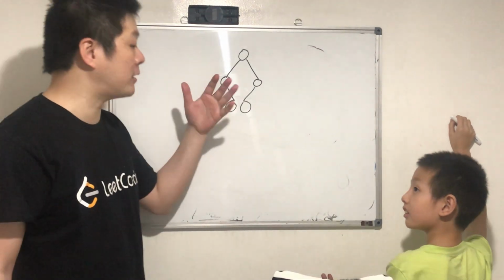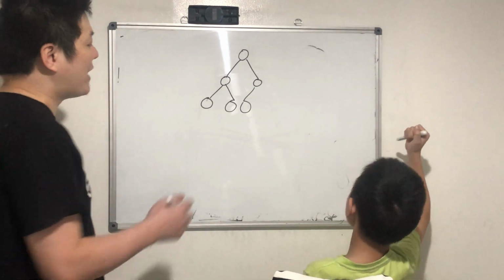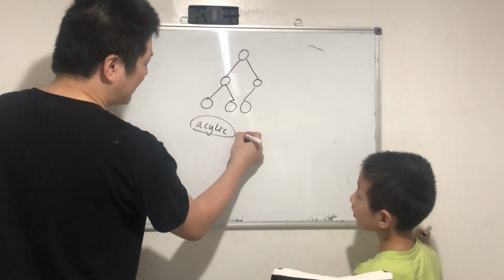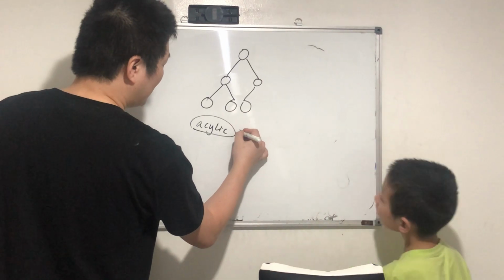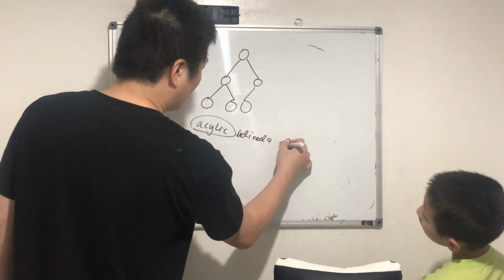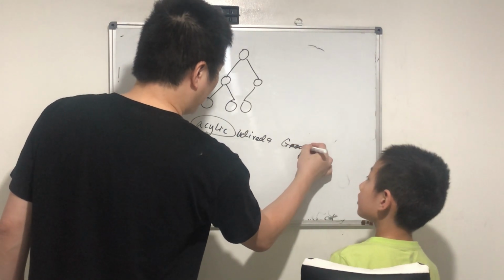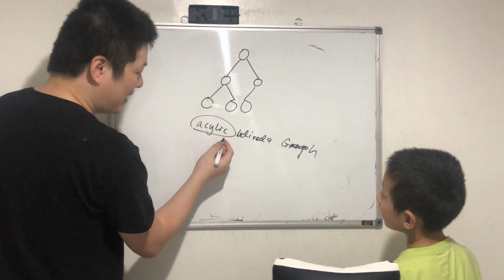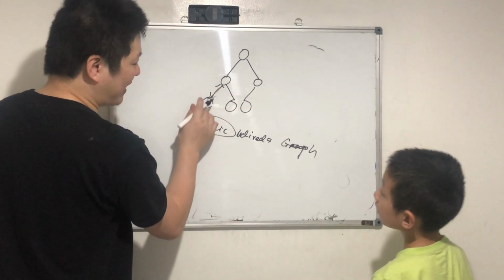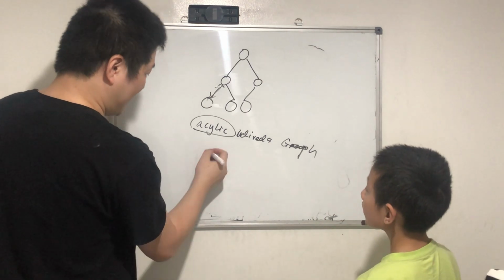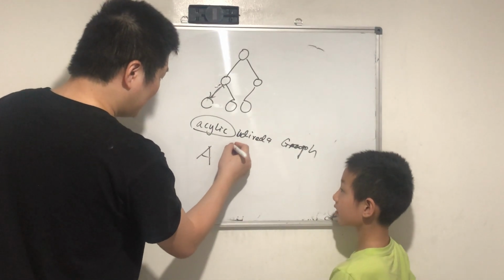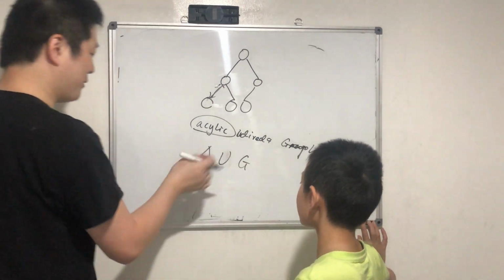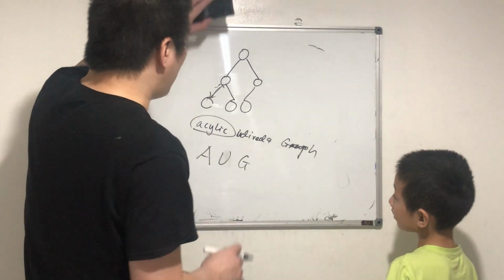And then a binary tree is also a graph. How do you call it? An acyclic undirected graph. Acyclic means it does not have cycles, this kind of cycle. Undirected means the edge does not have direction. So it's an undirected graph. I don't know what the initials are, but anyway, this is a binary tree.